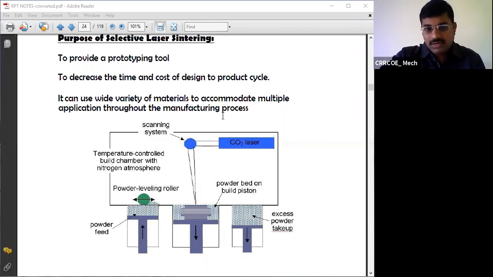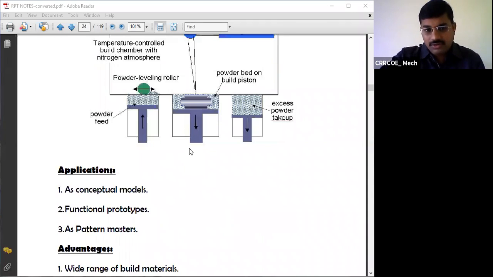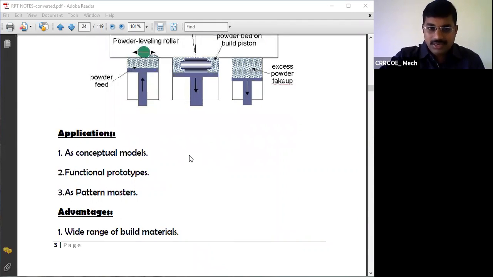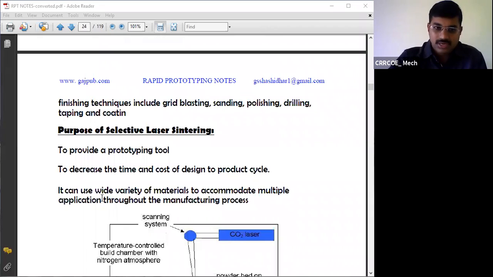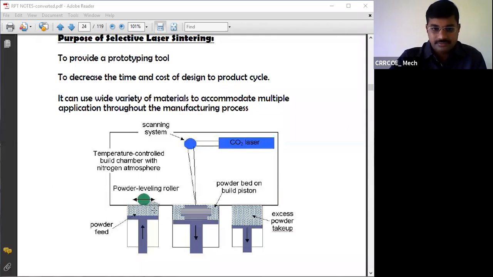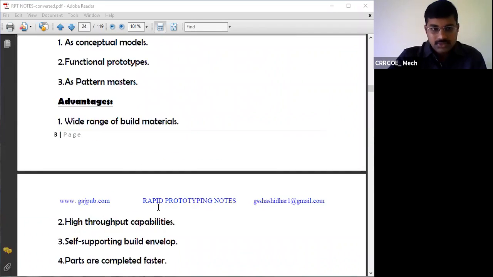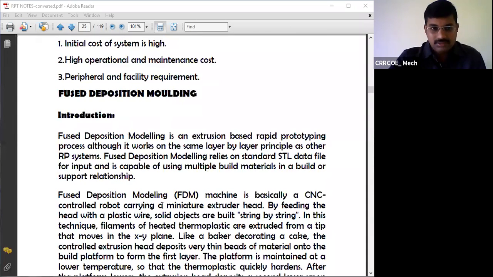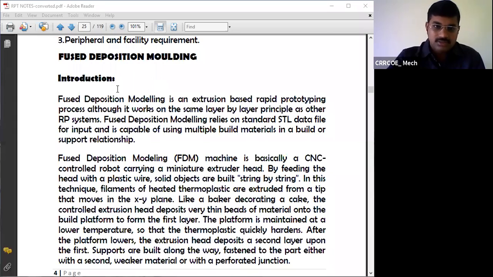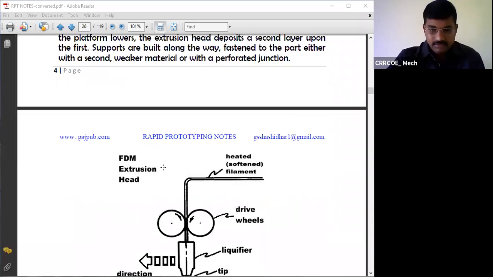So it can use a wide variety of materials. There were previous techniques, so why should we go exclusively for this technique? They have clearly demonstrated and given data information about the usage of the SLS technique. Then advantages, disadvantages.